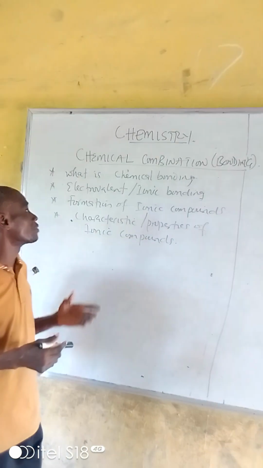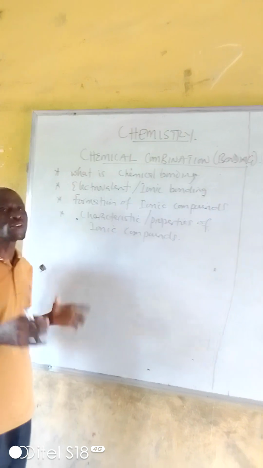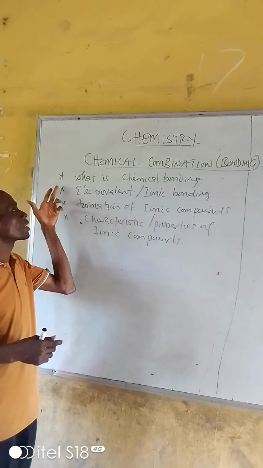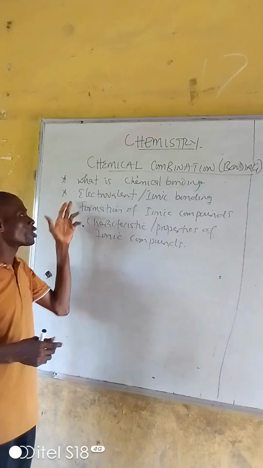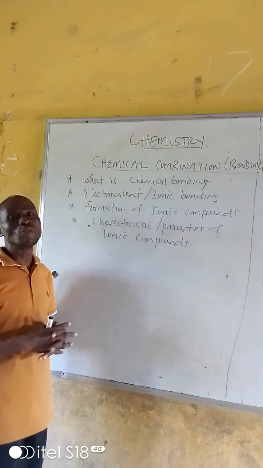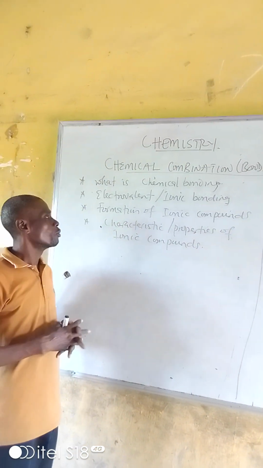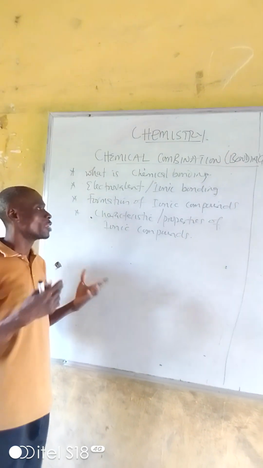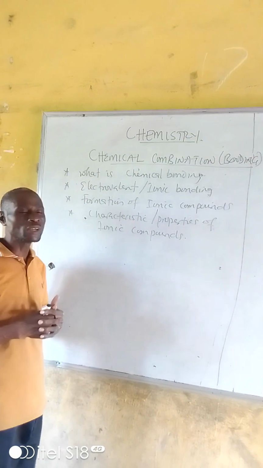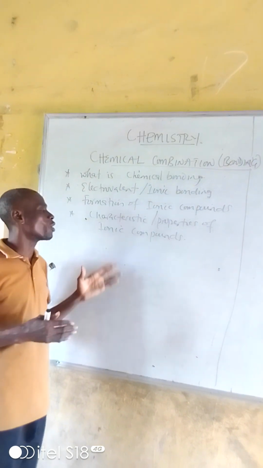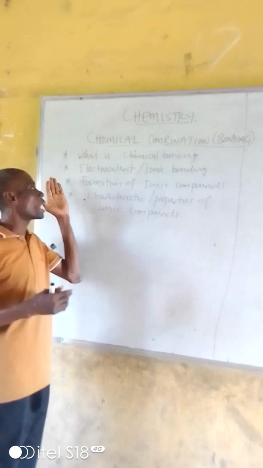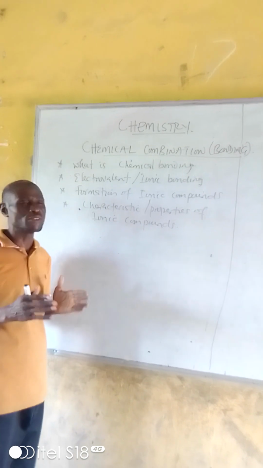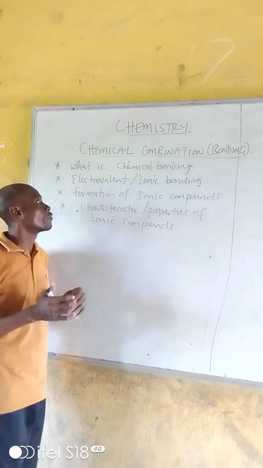From our learning objective, first of all, we are going to be looking at what is chemical bonding. Number two, what is electrovalent or ionic bonding. Then the formation of ionic compound or electrovalent compound, and lastly, the characteristics and properties of ionic compound. These are our four learning objectives. So let's go over them. First of all, let's take the first one.